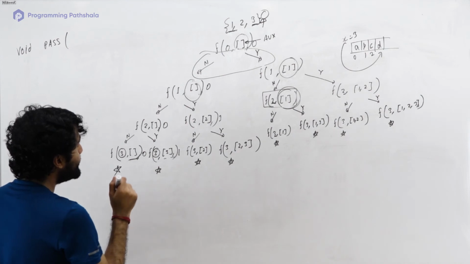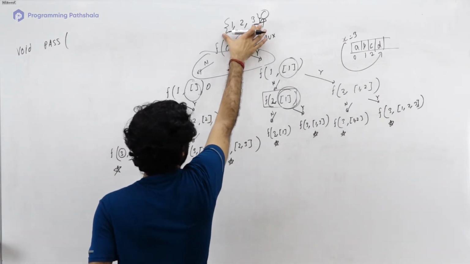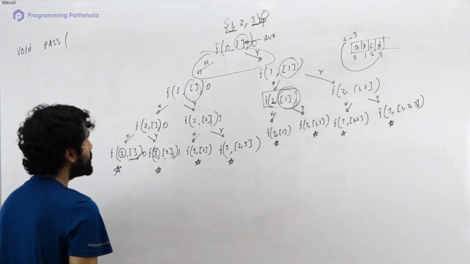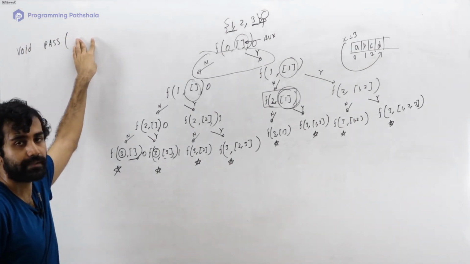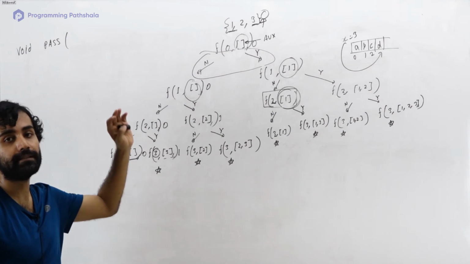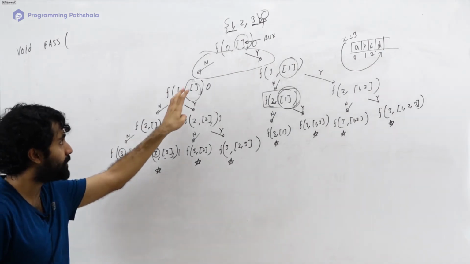So first thing is I need to pass the array. See, this array is not going to change. By the way, this is not going to change. So either you can have it declared globally or you can pass it, but this is not going to change, so this is not going to determine the state of your function call.